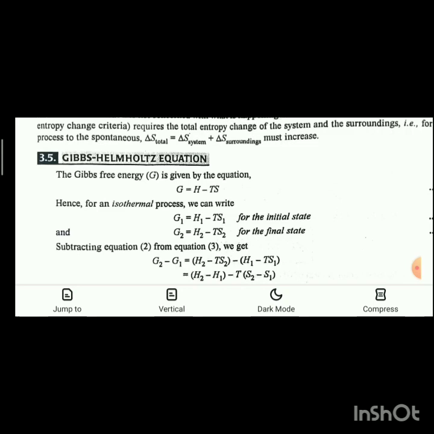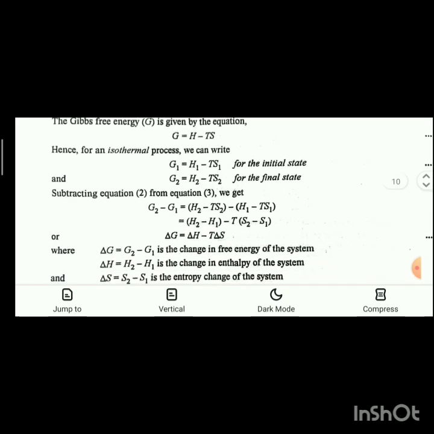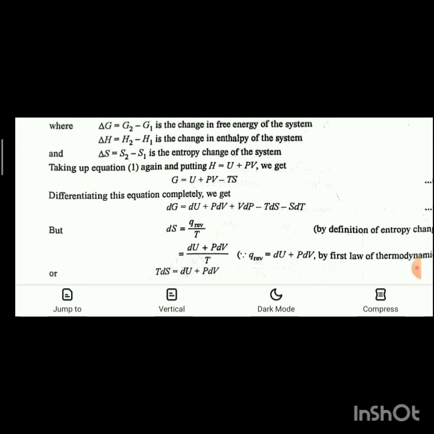Gibbs-Helmholtz equation. The Gibbs-Helmholtz free energy equation is given by G equals H minus TS. For an isothermal process, G1 equals H1 minus TS1, G2 equals H2 minus TS2. G2 minus G1 equals H2 minus TS2 minus H1 plus TS1. On solving this, delta G equals delta H minus T delta S. H equals U plus PV, so we get G equals U plus PV minus TS.